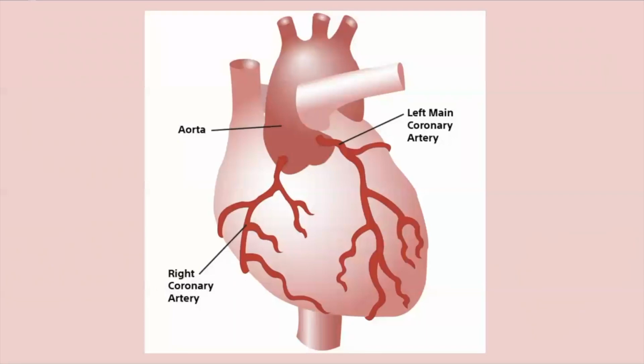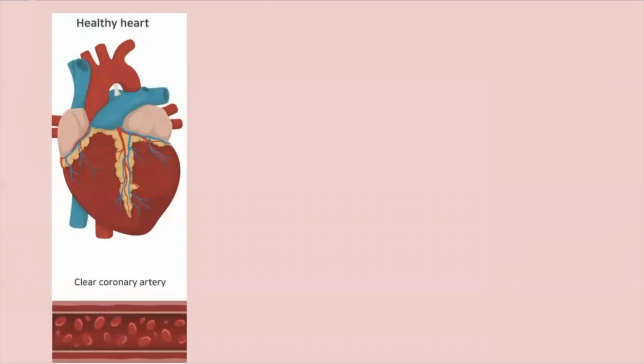And here are the coronary arteries. We have a left and right. The coronary arteries are the main supply of oxygenated blood to the heart. Now, this is an example of a healthy coronary artery.